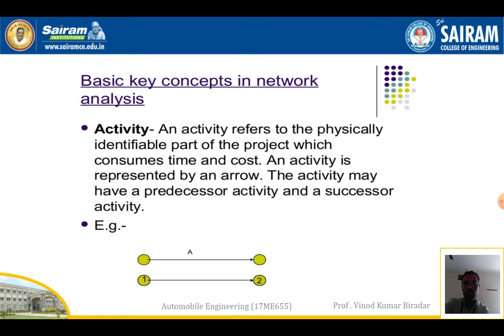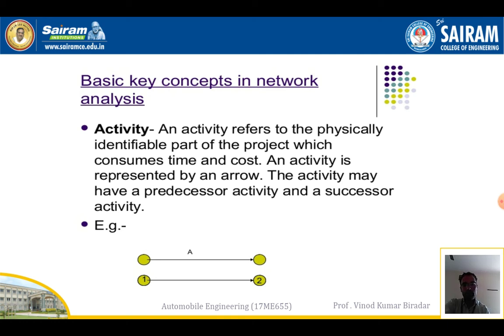Next, to solve any network analysis problem, we should know the meaning of activity, event, time, cost, etc. The first definition is activity. What do you mean by activity? An activity refers to the physically identifiable part of a project which consumes time and cost. It is represented by an arrow. The activity may have a predecessor activity and a successor activity. An activity should contain a cost and time, along with the arrow mark. As shown here, 1 to 2 is an activity. A indicates an activity. Point number 1 is represented as a node.